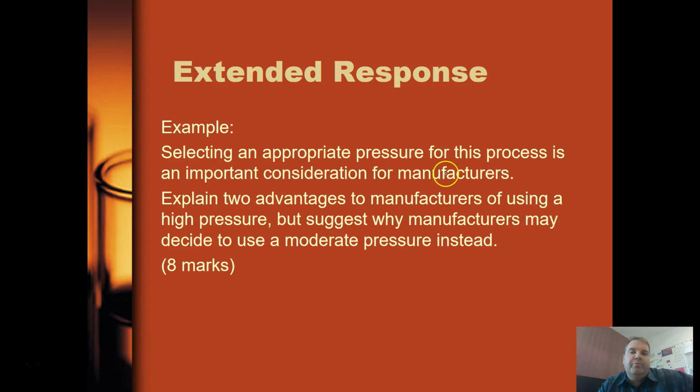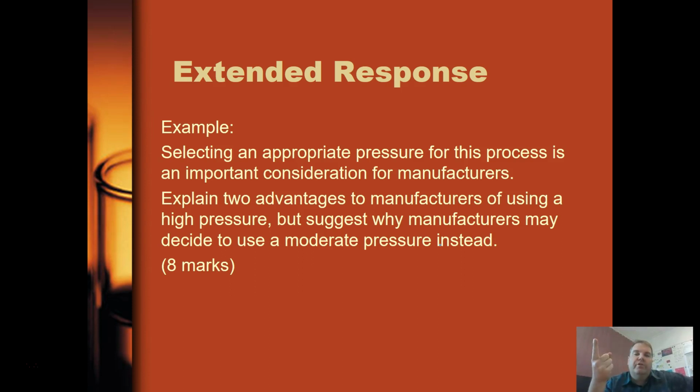Selecting an appropriate pressure for this process is an important consideration for manufacturers. Explain 2 advantages to manufacturers of using a high pressure, but suggest why manufacturers may decide to use a moderate pressure instead. So your 2 advantages are obviously going to relate to the yield and the rate.